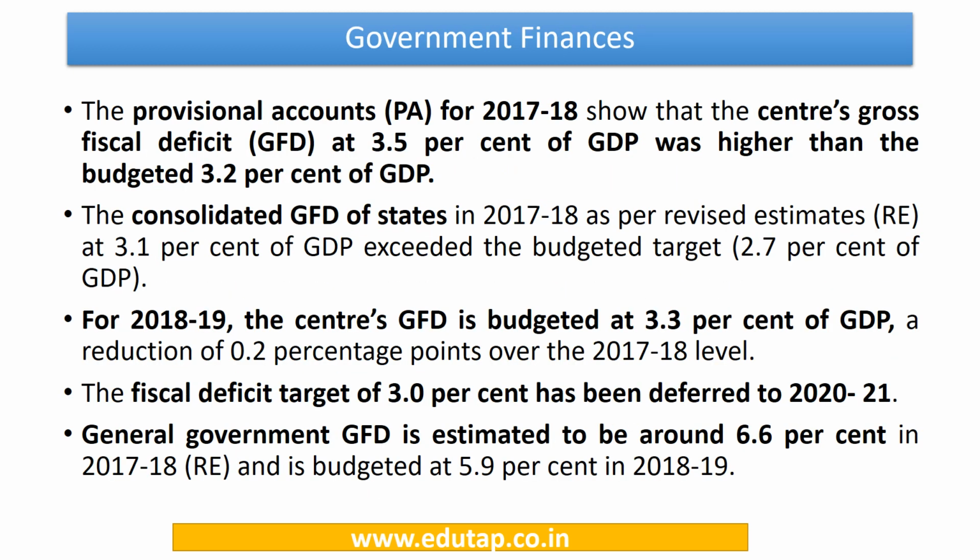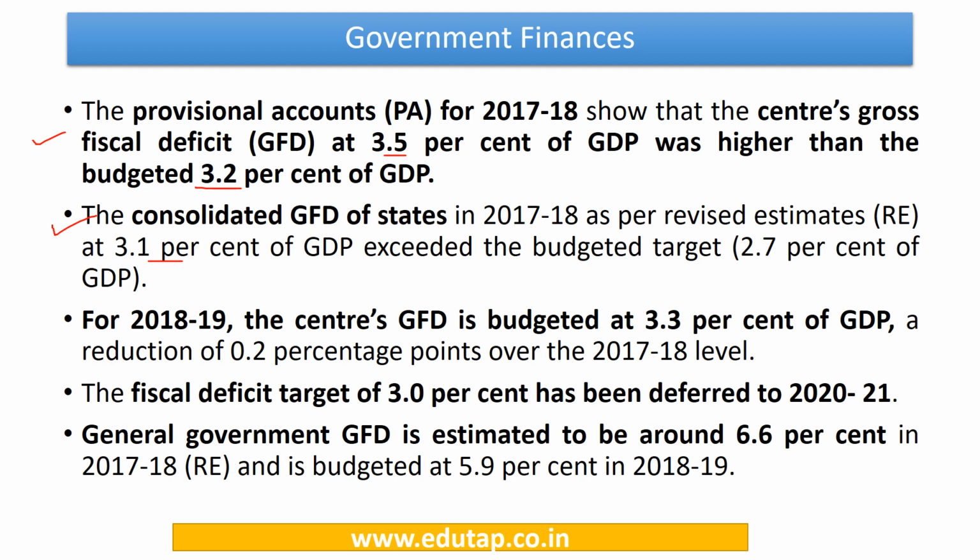If you talk about government finances, the provisional accounts for 2017-18 show that the centre's gross fiscal deficit is around 3.5% of GDP. This is higher than what was expected in the budget, that was 3.2% of GDP. And if we take a look at the consolidated fiscal deficit of the states in 2017-18, as per revised estimates, this is around 3.1%, and this again has exceeded the budget target of 2.7% of GDP. So both the center and the states have failed to meet their budgeted targets with regard to fiscal deficit.